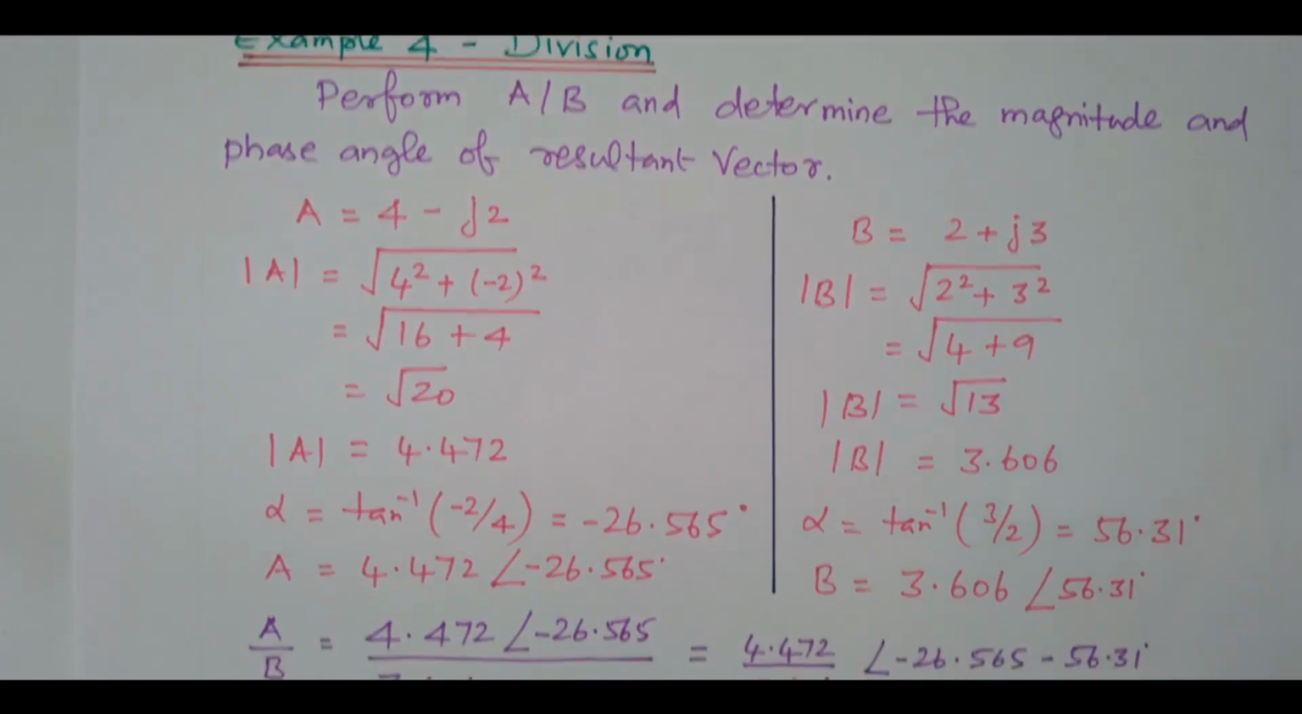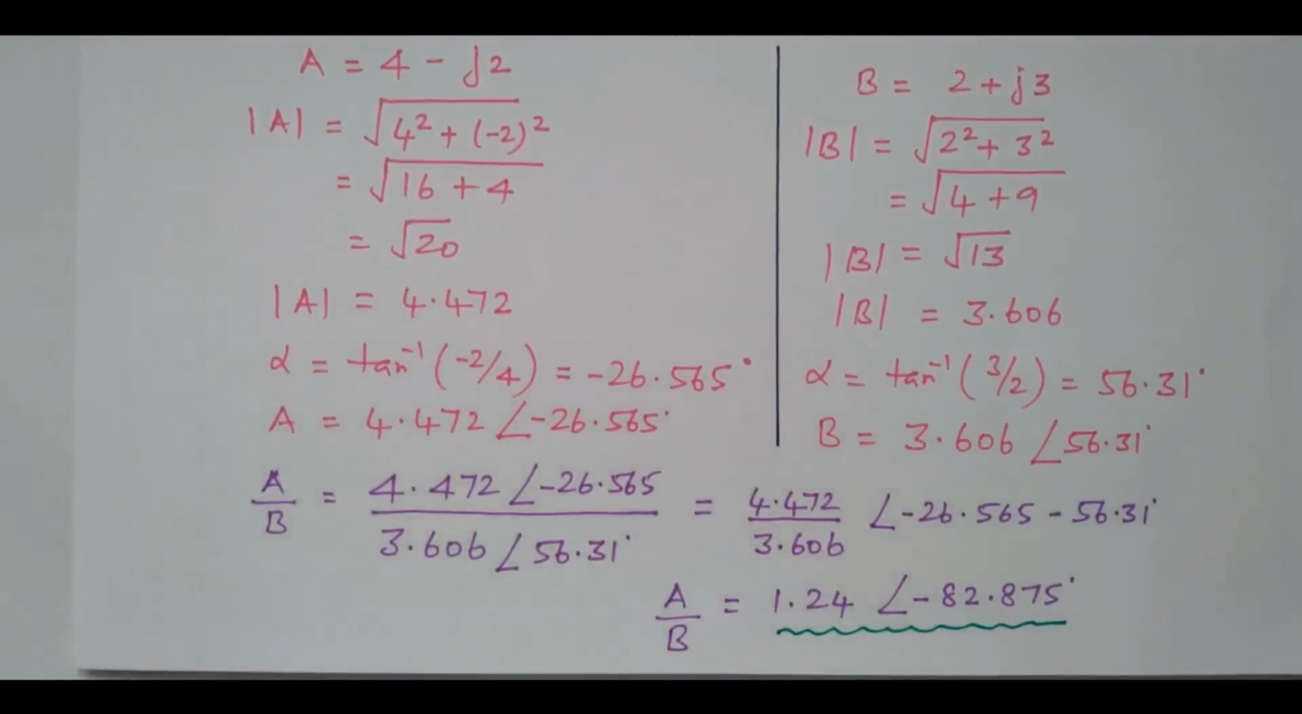Now we'll go for the division, a divided by b. So this is vector a and vector b. How will you divide? You divide these two magnitudes. In multiplication we multiplied the two magnitudes; similarly here the two magnitudes are divided. What about the angle? The angle should be subtracted. In the previous case the angles were added together. Now the angle should be subtracted. So this angle goes into the numerator with a minus, and both are minus, so it becomes minus 82.875. The division of these two magnitudes is 1.24. So this is the final value of a divided by b.